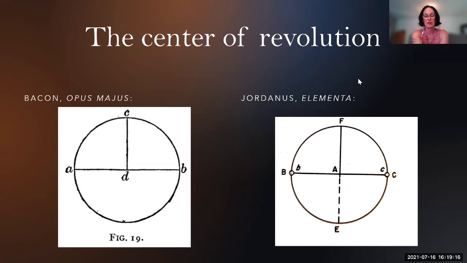You can see the drawing taken from the Opus Maius and the drawing taken from Jordanus. They are pretty similar. D is the center of revolution. A and B is the diameter, which is in fact the beam, the two arms of the scale. CD is where the balance is suspended from. It's a balance that is suspended from above.